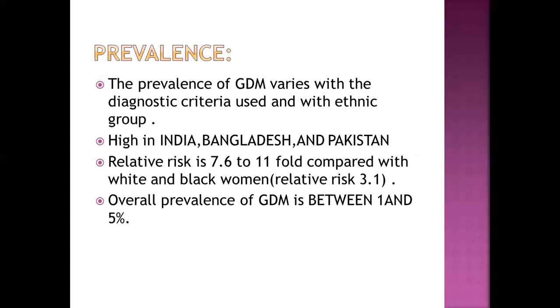The prevalences are high in India, Asian countries, in Bangladesh and in Pakistan. It has been seen that there is a relative risk 7.6 to 11-fold higher in India, Bangladesh and Pakistan compared with white and black women. In them, the relative risk is 3.1. So we people are at very high risk of this GDM.